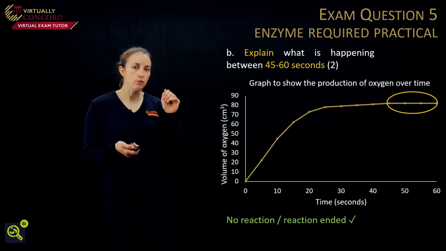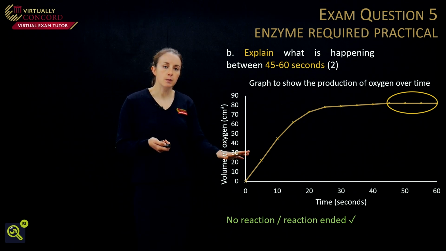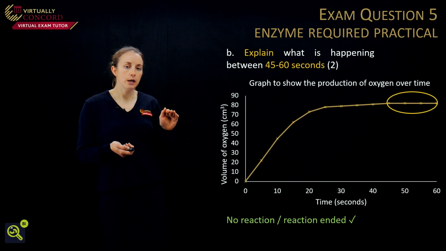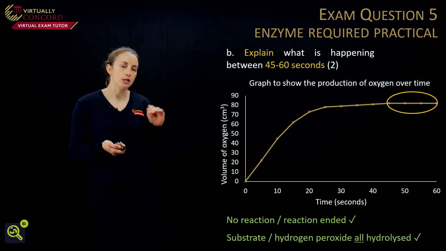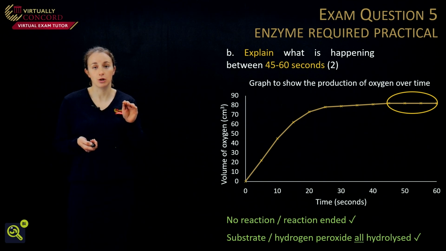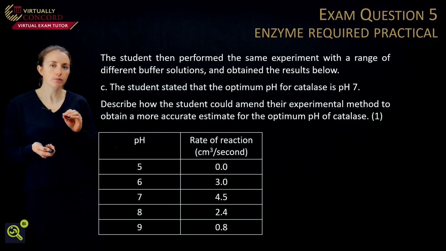So it's always worth just being really careful before you jump into your answer to check what's on the axis. But in this one, nothing's happening, the reaction has ended. Because it's a 2-mark question, we need to explain in a little bit more detail. And the reason the reaction has ended is because all of the substrate has been hydrolyzed, and it's really important that you use that word, all of that substrate has been hydrolyzed.